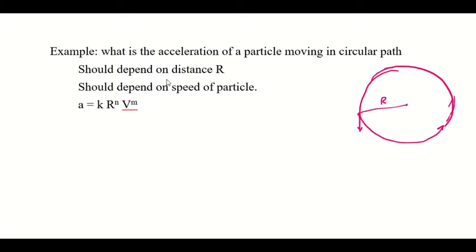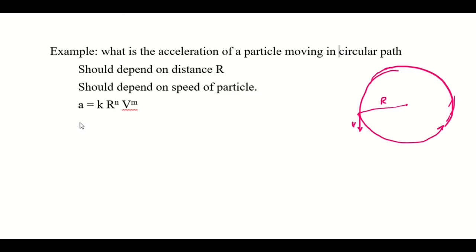The acceleration should depend on the velocity and should depend on the distance. So we say the acceleration should depend on the distance and the speed, and it should depend on some power of these. Now by dimensional analysis, we will find the powers n and m. And this is a constant of proportionality, which we will ignore because dimensional analysis does not help us there.